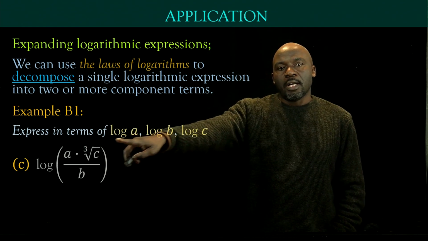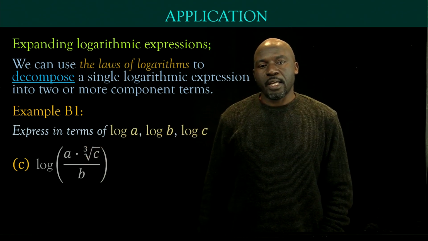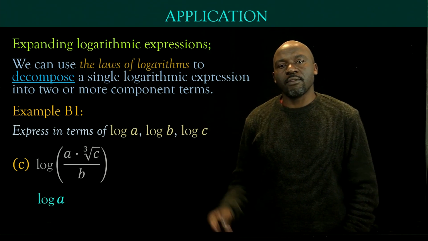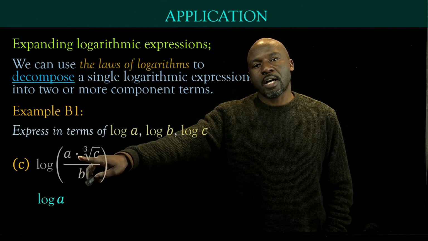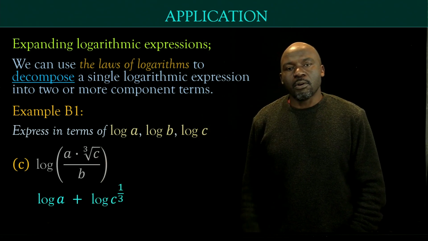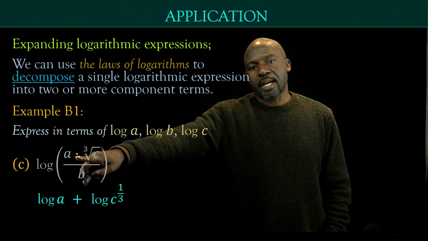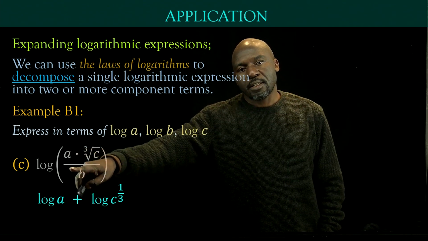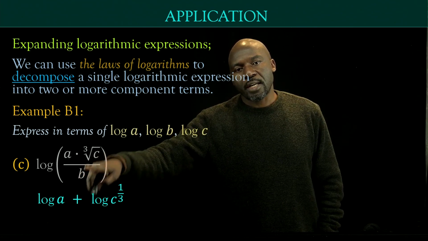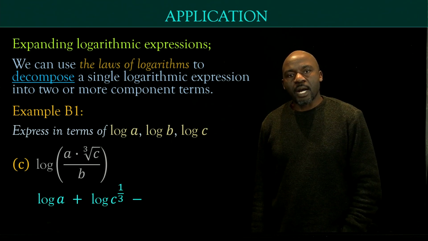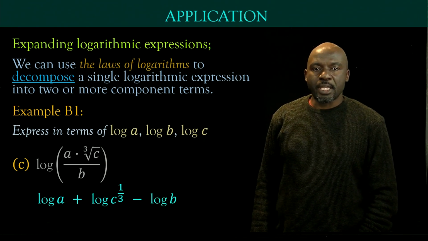All right, so the cube root of c, we've seen, can be expressed as c to the power of a third. So then when we begin, we have log of a, which we add to log of c to the power of 3, because the two are multiplied, so there we use the product rule. But this is divided, and because it is divided, we use the quotient rule, so it is subtracted, right? And so we'll say minus log of b.